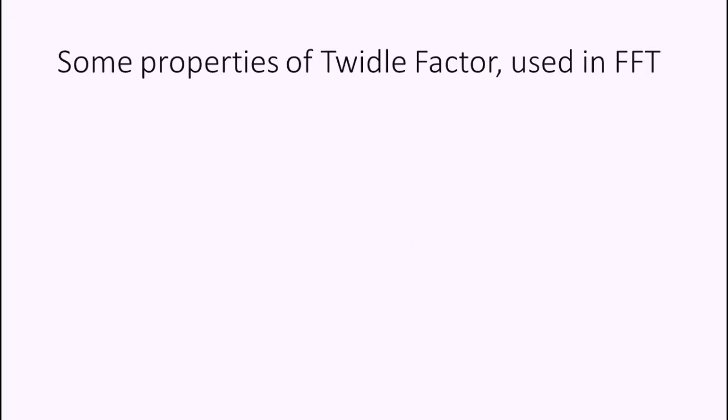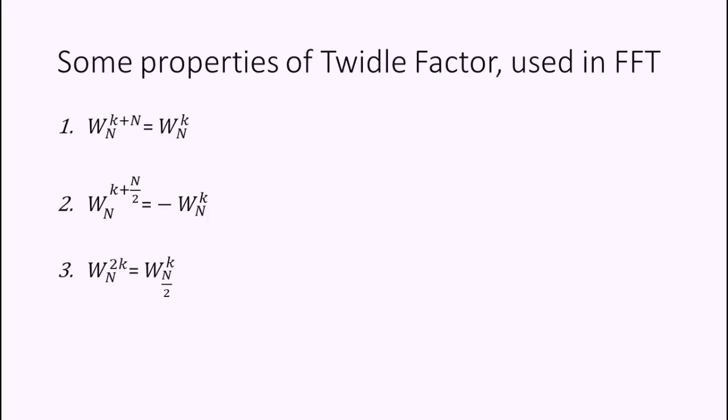Now, we have listed some properties of the twiddle factor used in FFT. First one, W_N to the power (k+N) is equal to W_N to the power k. Second one, W_N to the power (k + N/2) is equal to minus W_N to the power k. And third and final one, W_N to the power 2k is equal to W_(N/2) to the power k.